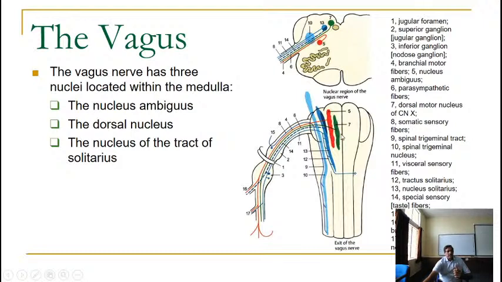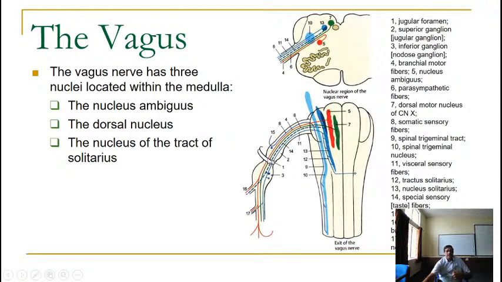Then the dorsal nucleus is the parasympathetic outflow, and the tractus solitarius is the sensory nucleus for the pharynx, larynx, and the esophagus. So these three nuclei you must remember, and from there the nerve emerges. It travels intracranially, and then it comes up to the jugular foramen.